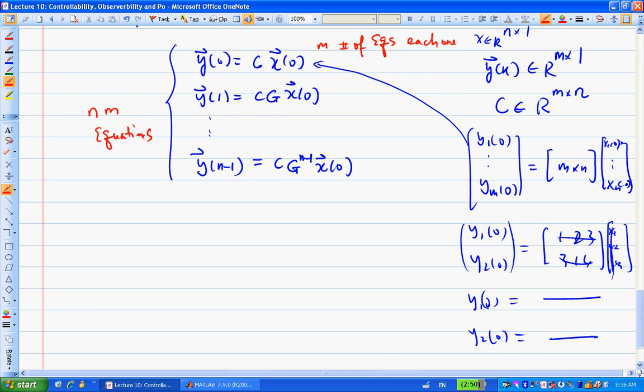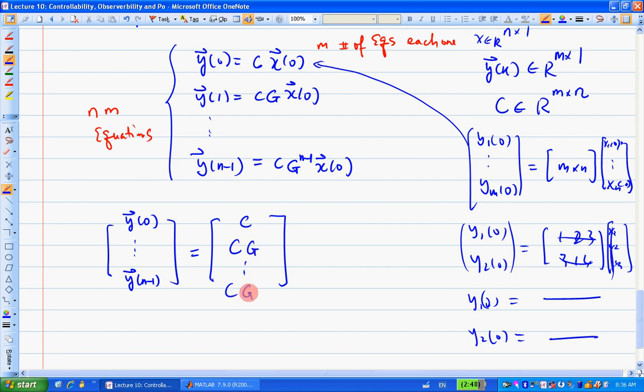So there are n times m number of equations here, right? Now, if we write this one in the matrix format, if you rewrite it in the matrix format, that's basically C, CG, up to CG^(n-1), times x of 0, okay?